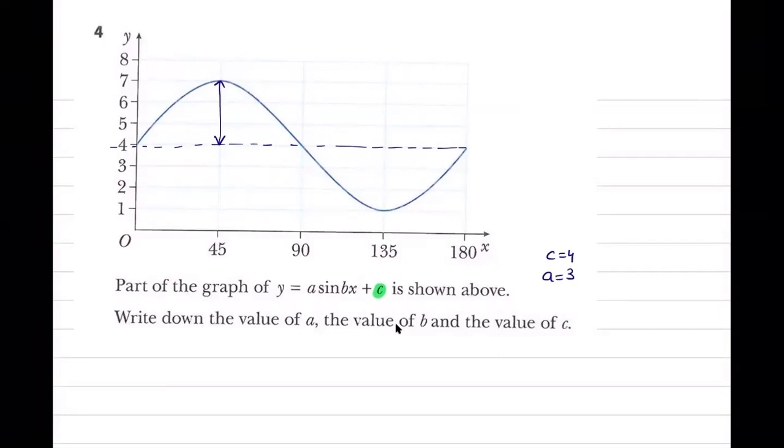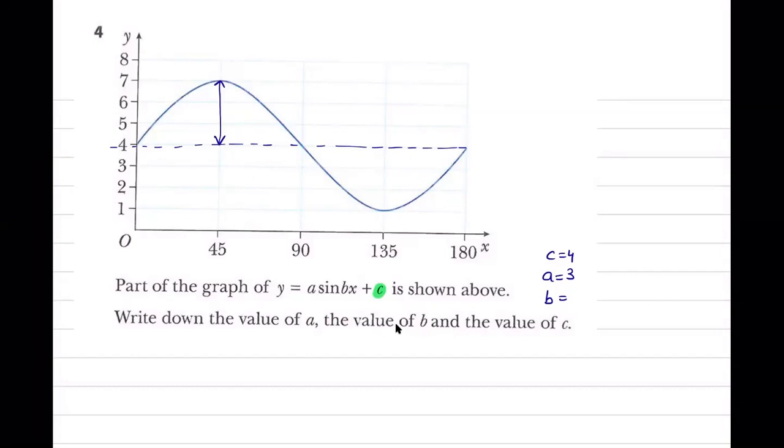3. Then finally we come to the value of B. B tells you the number of cycles in 360 degrees. So how many cycles can you see right now, and in how many degrees? There is one cycle complete in 180 degrees. So in 360, how many cycles would there be? 2. So the value of B should be 2.